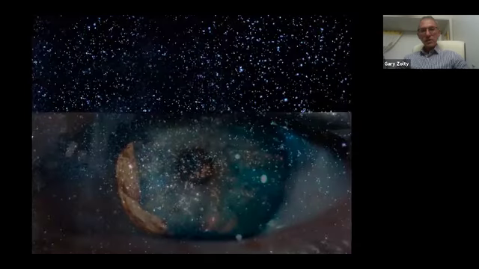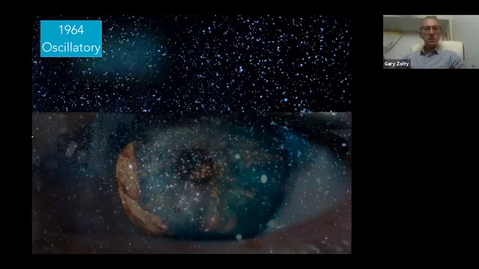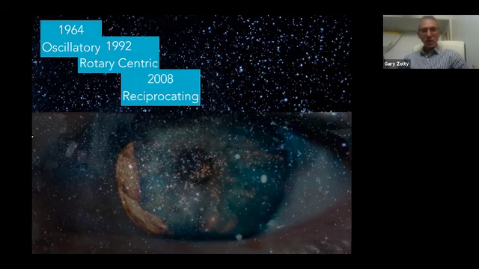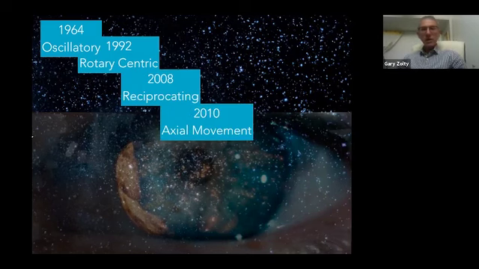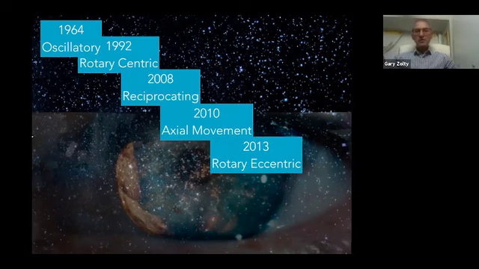So what can we say in the end? What's our summary? Let's just look at what's happened in the past. Let's look at a timeline. So 1964, we had the oscillatory file systems. Then moving on to the rotary centric, 92, that's conventional NiTi rotaries. Then reciprocating in 2008, seems like yesterday. Axial movement, I think, came in and out of the endodontic world. Rotary eccentric, the wobble effect. And we're in the adaptive phase now.